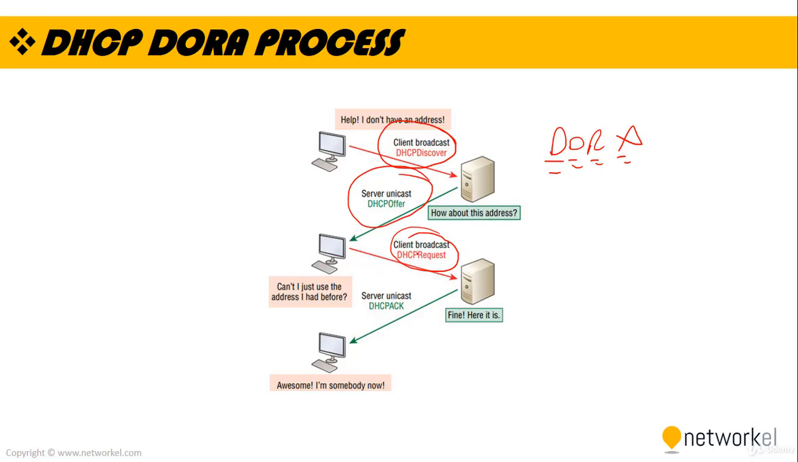When the DHCP server receives the DHCP request message from the client, the configuration process enters the final stage. The acknowledgement stage involves sending a DHCP ACK packet to the client, and this packet includes the lease duration and any other configuration information that the client might have requested.